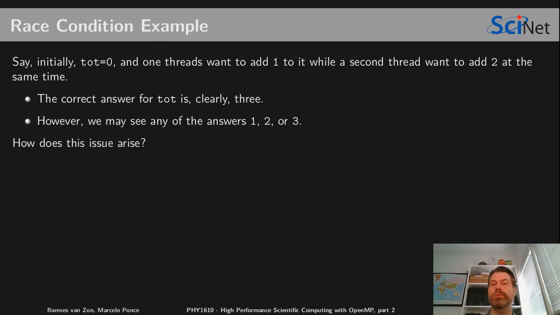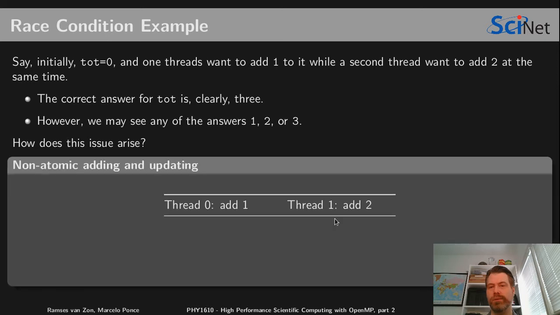The reason is that adding or updating a variable is actually not what's called an atomic operation. It's not just one operation, and the order in which the parts are done differs. It's actually a composite operation, and it kind of looks like this. We're going to follow thread 0 and thread 1 separately. Thread 0 will want to add the number 1 to tot, and thread 1 will add 2. And we'll see in time what happens.